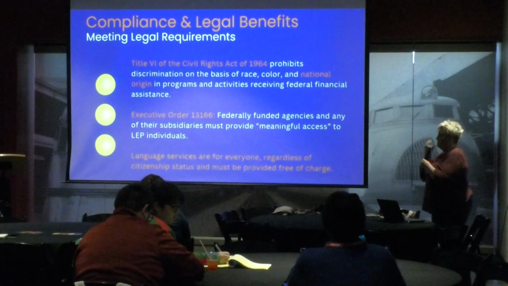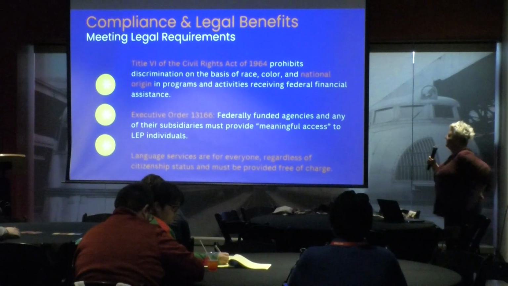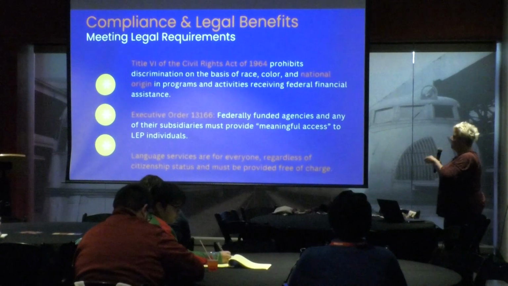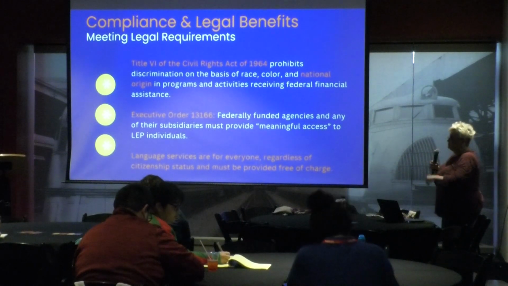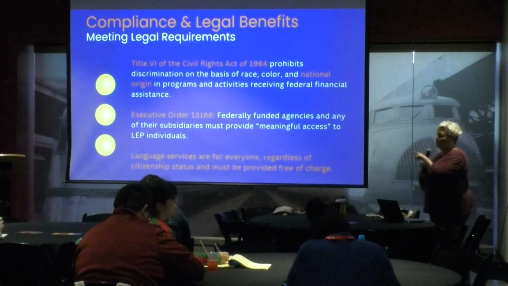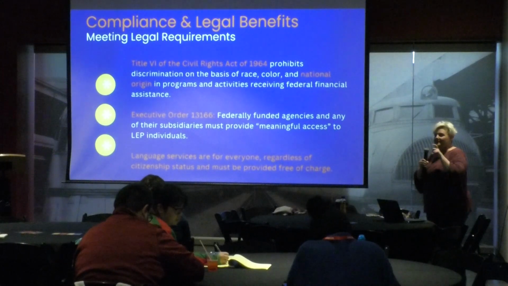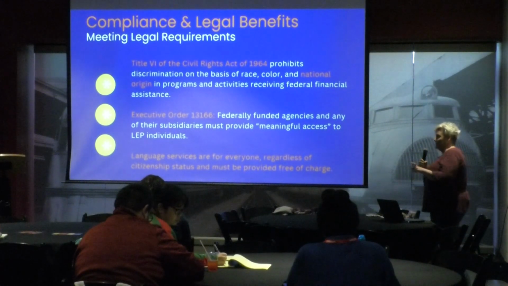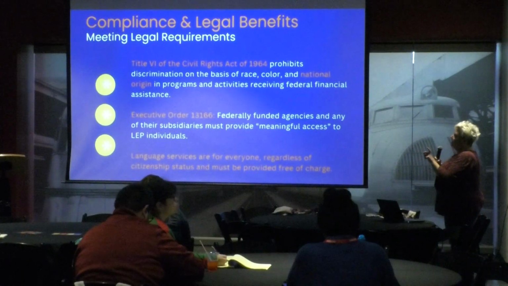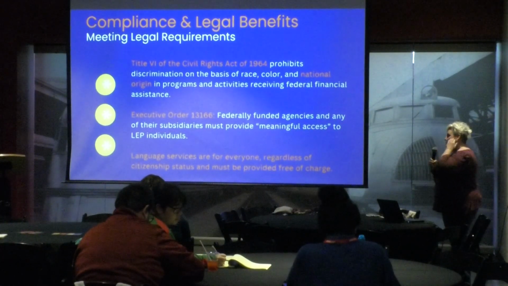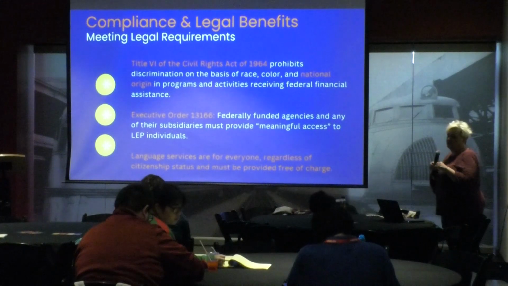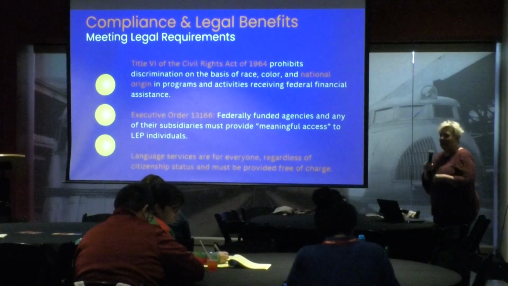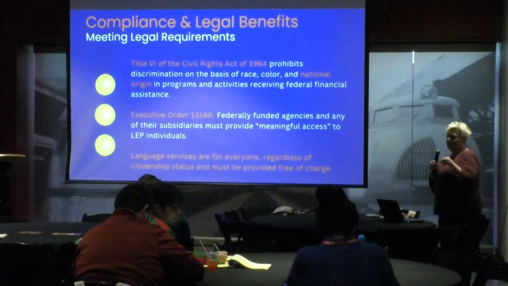So, federal law says, because of the U.S. Civil Rights Act of 1964, discrimination based on race, color, and national origin is prohibited in programs that receive federal funding. National origin was identified as language; you cannot separate national origin and language. So in 2000, Executive Order 13166 said that any agency that receives federal funding must make certain that they are providing meaningful access to language services.